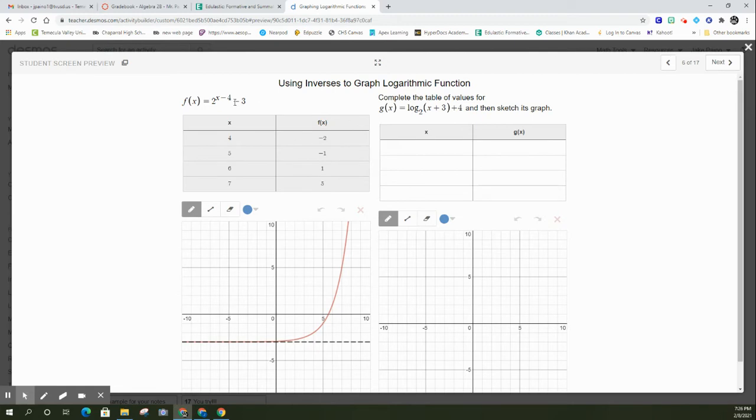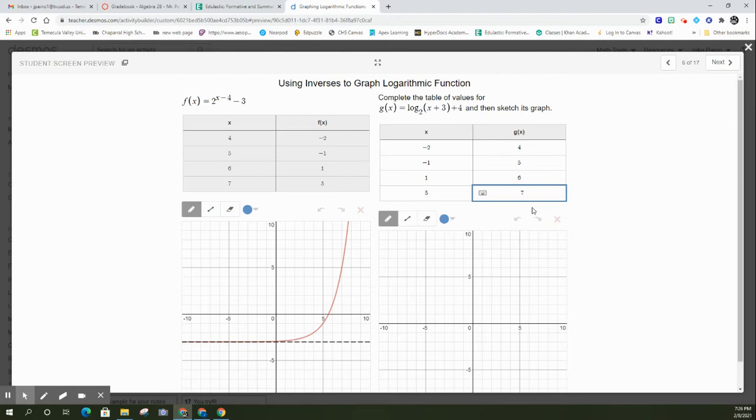All right, so here's our exponential. Okay, we have the table. I kind of dropped the decimal ones; those weren't very helpful. Now we are going to take this column over here: -2, -1, 1, and 5. Then take the x's, and those become my y's: 4, 5, 6, 7.